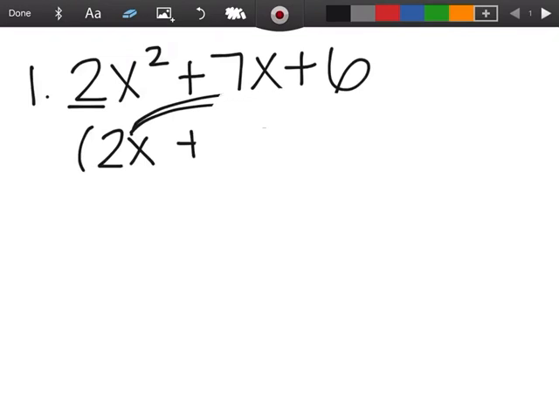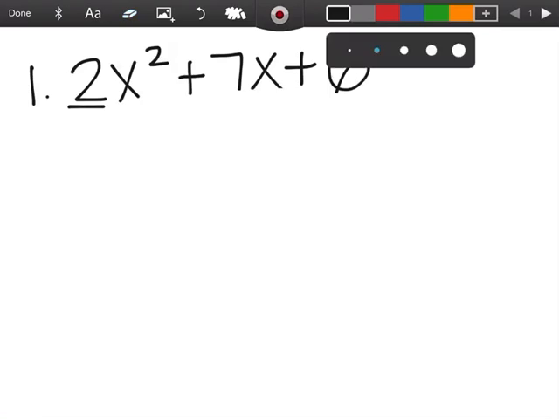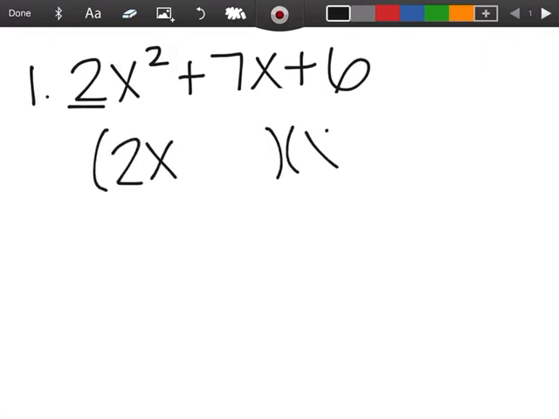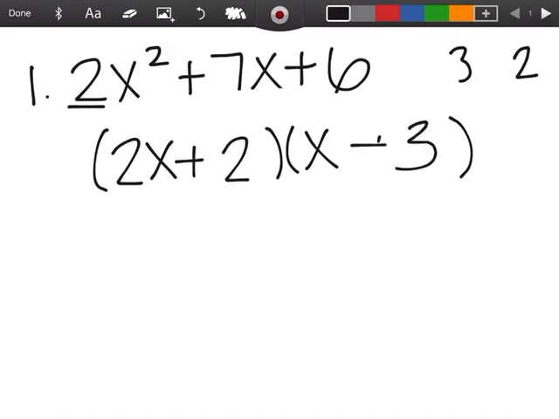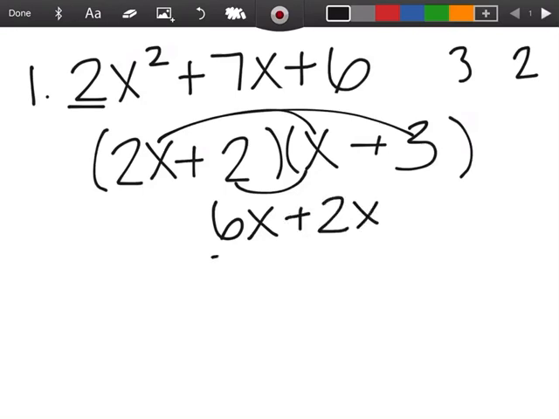What other numbers do you know that multiply to be 6? And we'll try to get them to add up to be 7. Well, 3 and 2. So let's think about it. If I do 2 and then 3, I get first times first is still 2x squared, but outer is 2 times 3, which is 6. Inner is 2 times x, which is x. So that still does not add up to be 7.